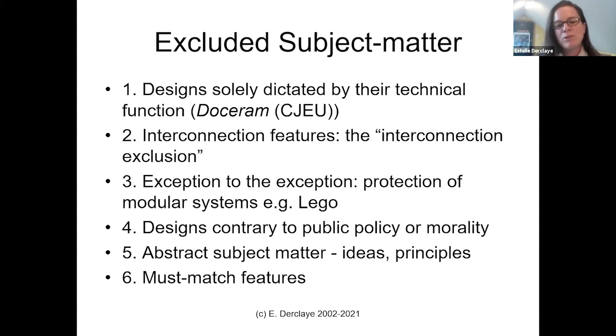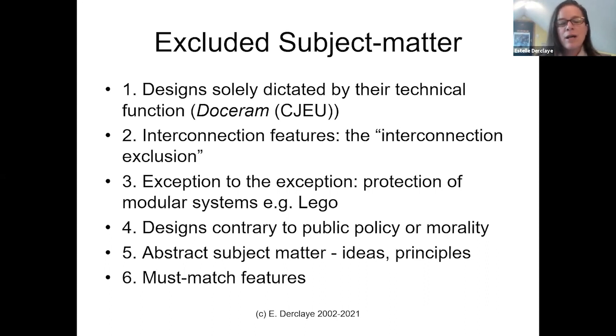Then obviously we can't protect designs that are contrary to public policy or morality. There are several decisions by the European Office of Intellectual Property on that. For example, a sexist or racist design wouldn't be protectable, obviously. And then there are certain things you cannot protect, but this is a normal sort of IP principle, like a pure idea or a pure method or pure principle cannot be protected by designs.